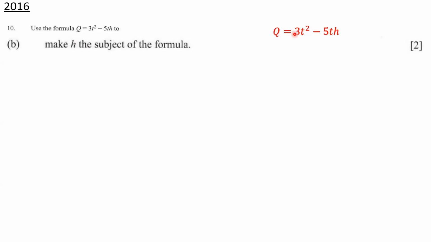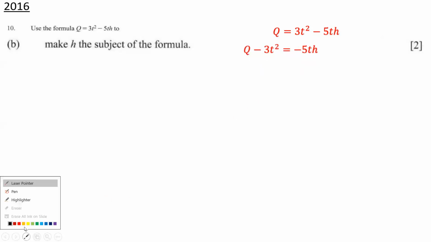And so the first thing that I would do is send the 3t squared over the equal sign because we want h to be by itself. So let's send that over. Now, when we send it over, let me show the arrow of sending it over. So what we did was we sent the 3t squared over the equal sign. When we send it over, it becomes, on the left-hand side, q minus 3t squared equals negative 5th, all right? Q minus 3t squared equals negative 5th.